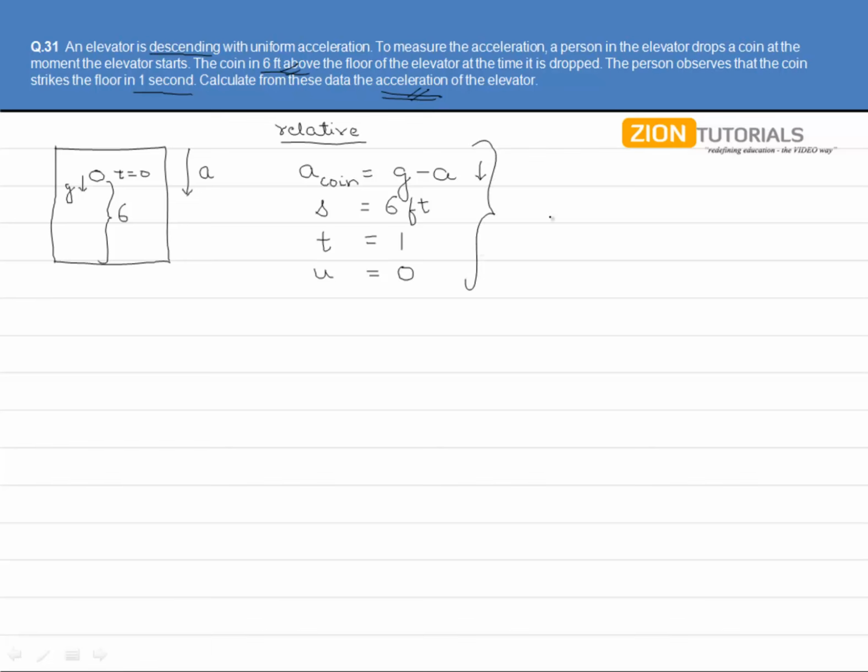So we can apply the second equation of motion, in which s equals ut plus half at squared. Putting the values over here, we get 6 equals 0 plus half the acceleration (g minus a) into 1 squared, giving us the acceleration equals 20.34 feet per second squared.